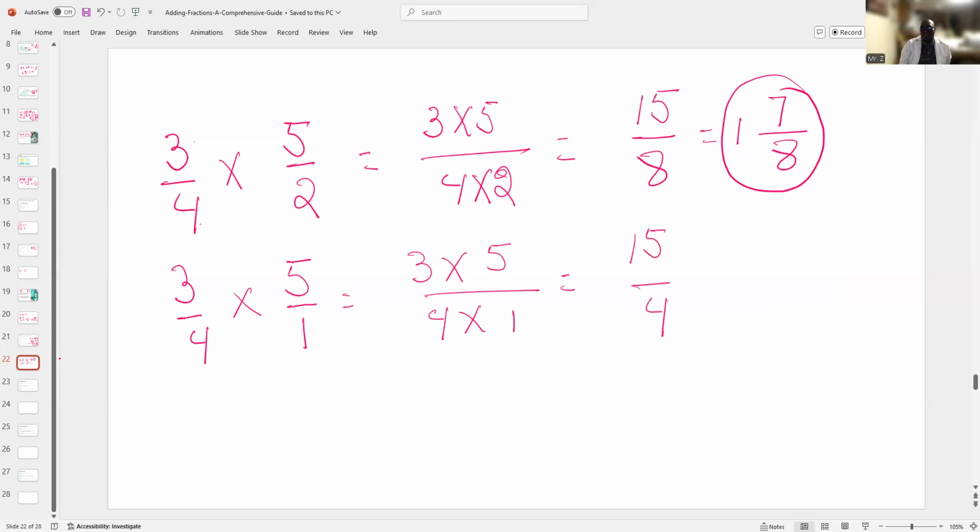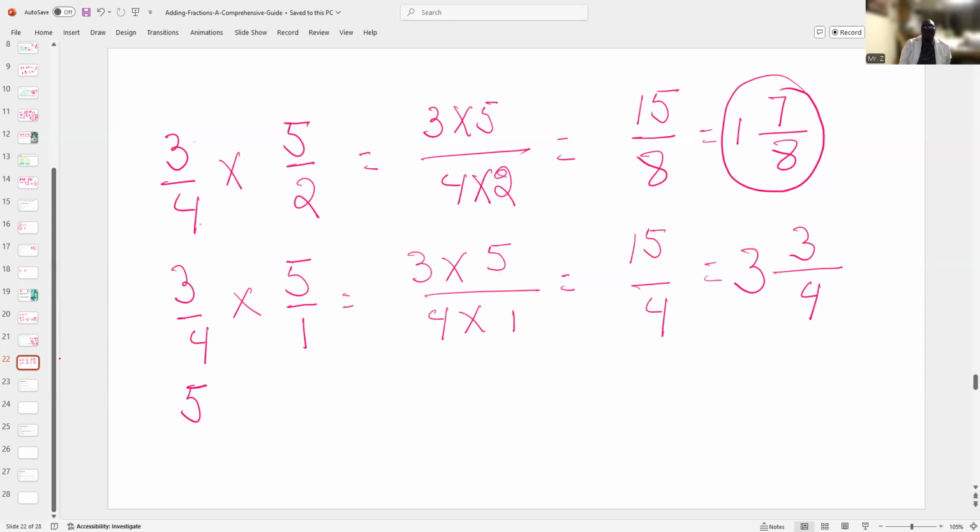What kind of fraction is this? It's an improper fraction. Convert it. You keep 4. 4 go to 15, 3 times. The remainder, 3 times 4 is 12, so it's 3. All right? That's the same concept.